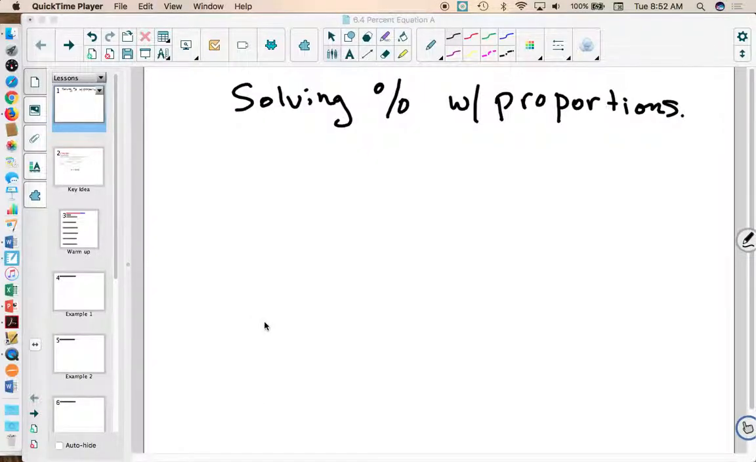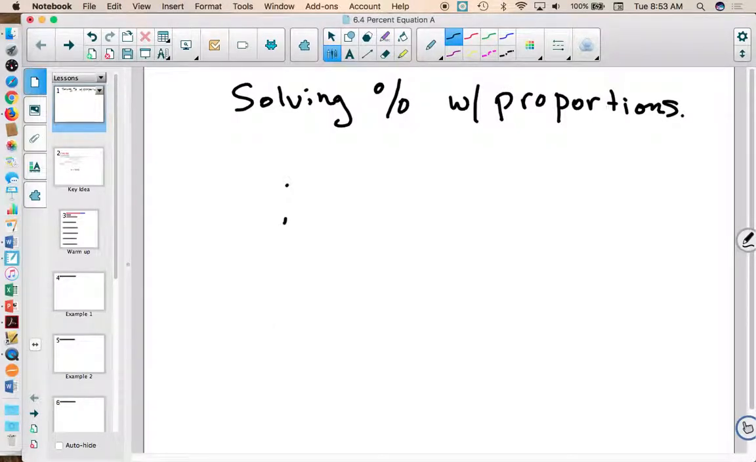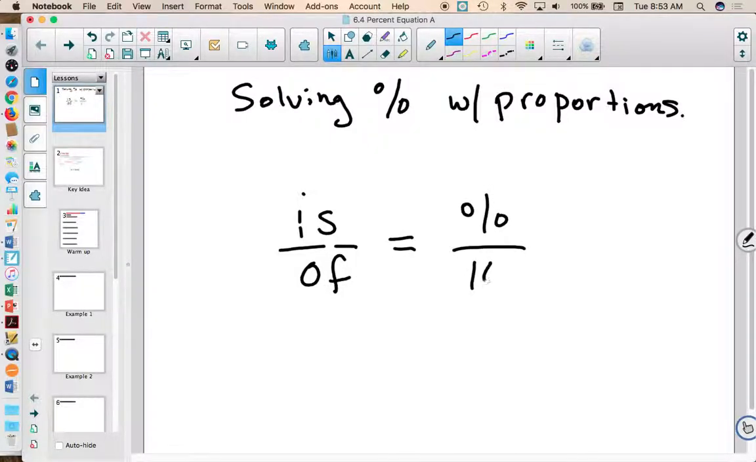Previously we talked about solving percents with proportions, and there was some verbiage that if we just know how the verbiage goes, we know how to plug in the pieces. Okay? And what was that? What did we put over what? What does that proportion look like? We said is over of equals percent over 100. That's what we dealt with.